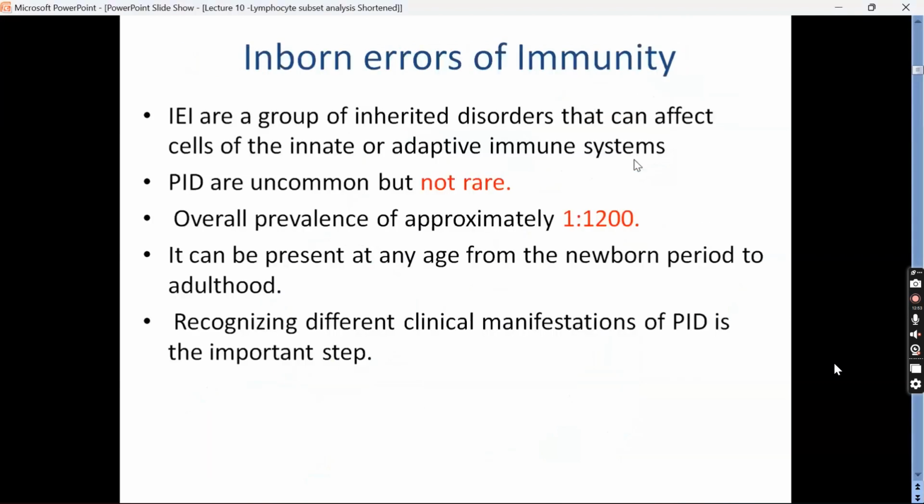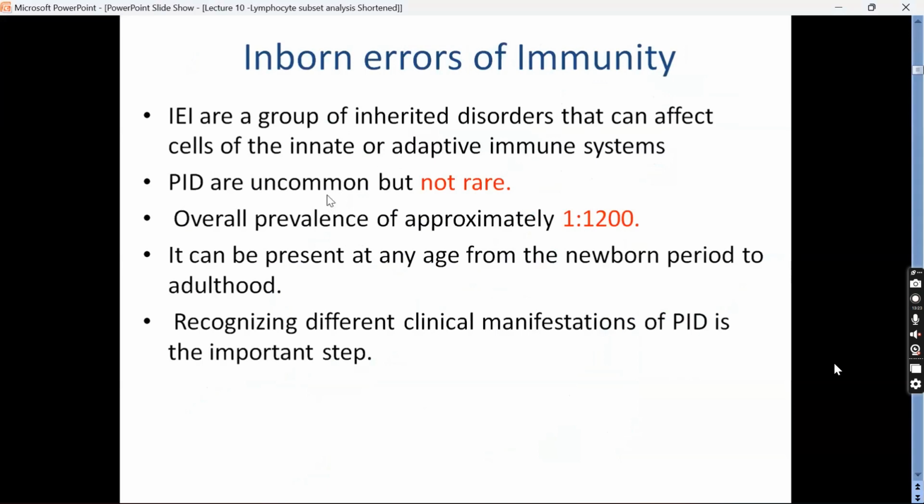Now, just a quick review of what is PID or inborn errors of immunity. These are a group of inherited disorders that can affect cells of the innate or adaptive immune system. So don't think inborn errors of immunity will only involve the T cells and the B cells. It can involve the innate immunity as well. It could be a complement deficiency, it could be a neutrophil problem or a phagocytic defect, or it could be a B cell defect or a T cell defect.